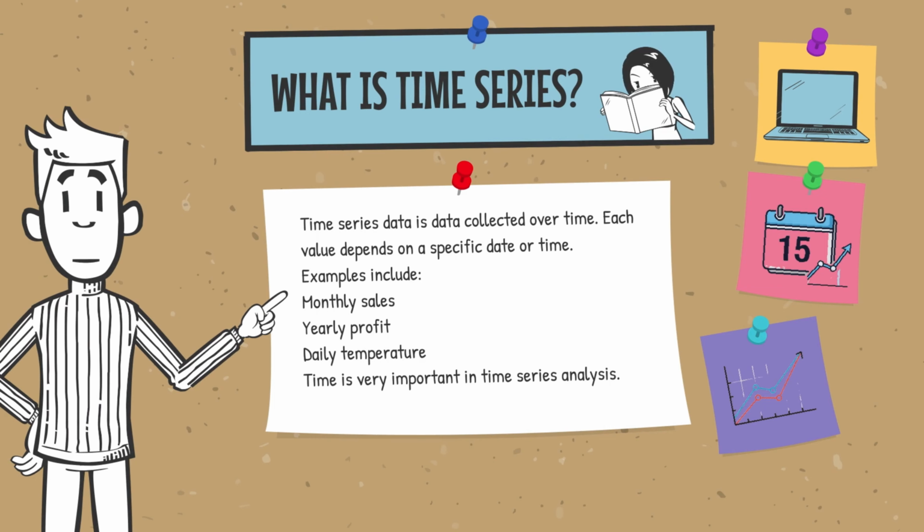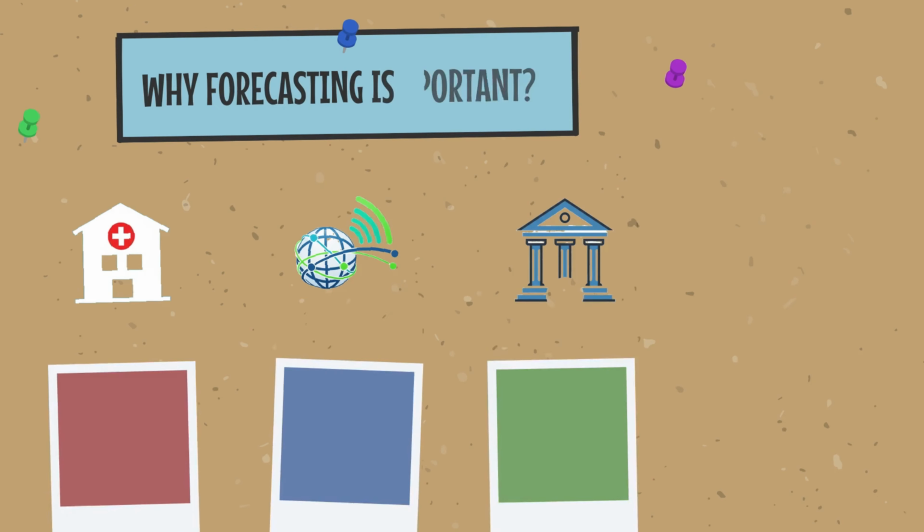Time series data is data collected over time. Each value depends on a specific date or time. Examples: monthly sales, yearly profit, daily temperature. Time is very important in time series analysis.